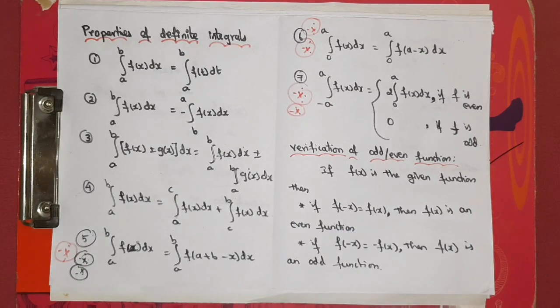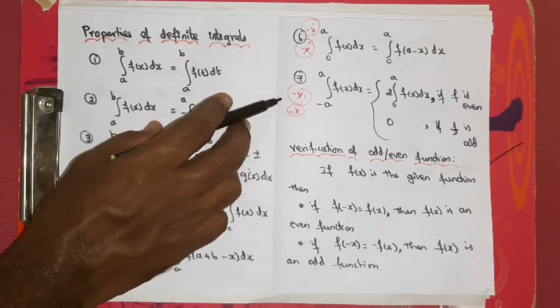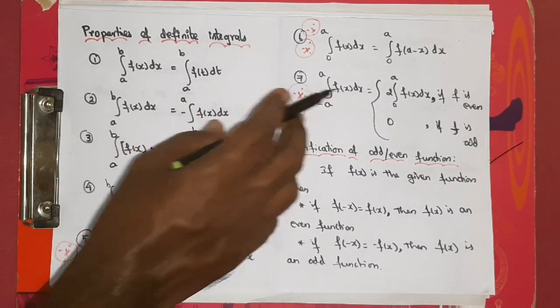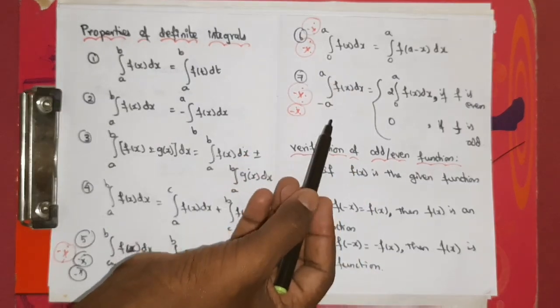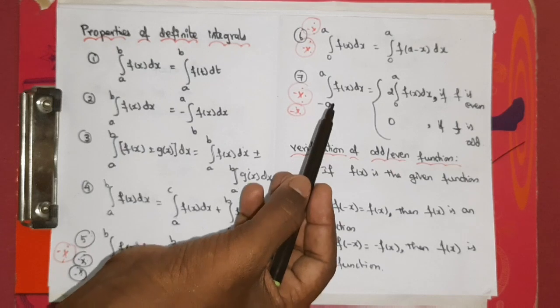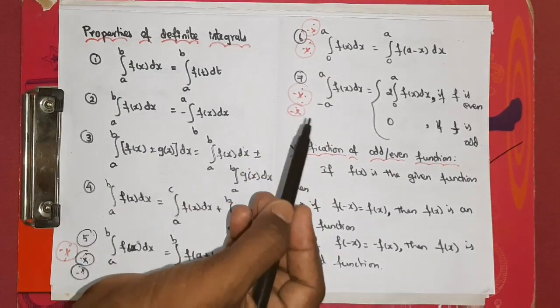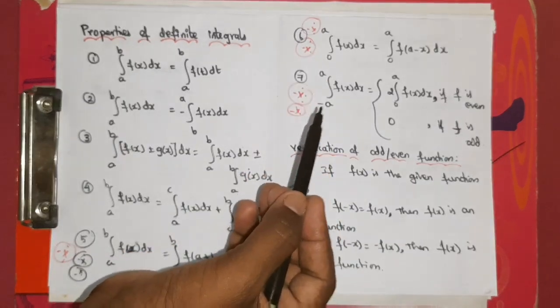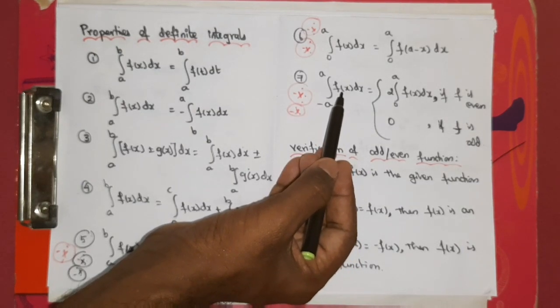In today's session we are going to do almost all the sums based on the seventh property. Here we have integral from minus a to plus a of f of x dx. Whenever you get such an integral with limits having the same number with opposite signs, like minus 5 to plus 5, minus 3 to plus 3, minus 10 to plus 10, then you should check whether the inner function f of x is odd or even.